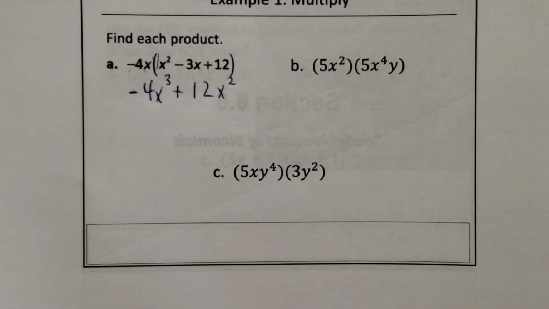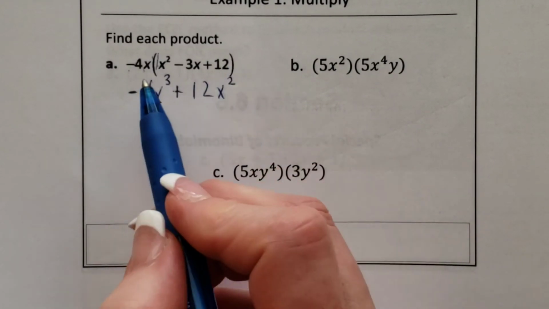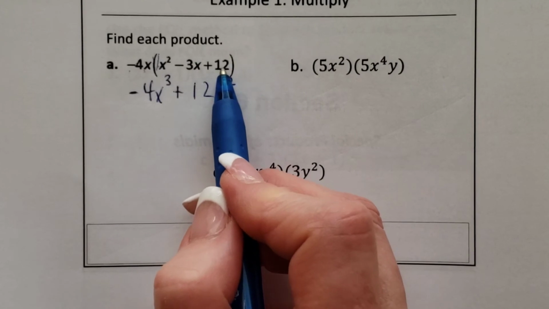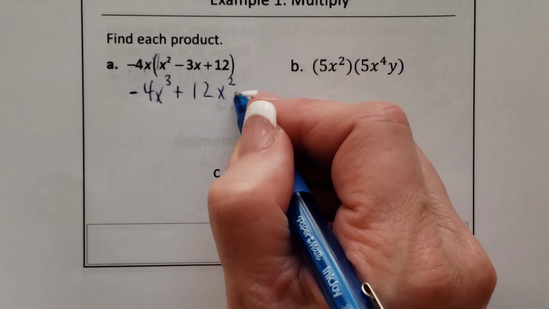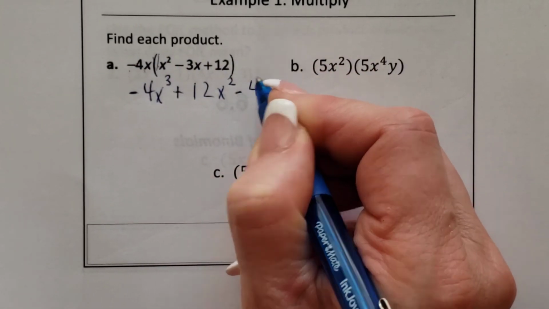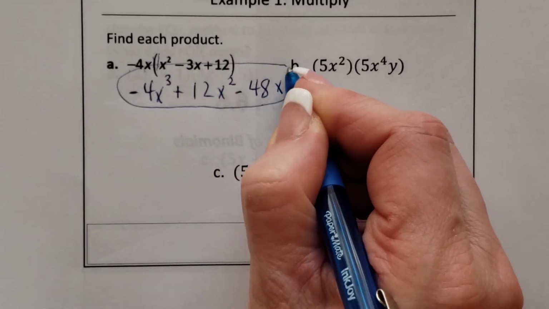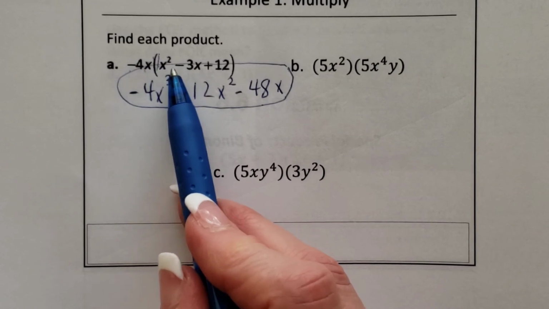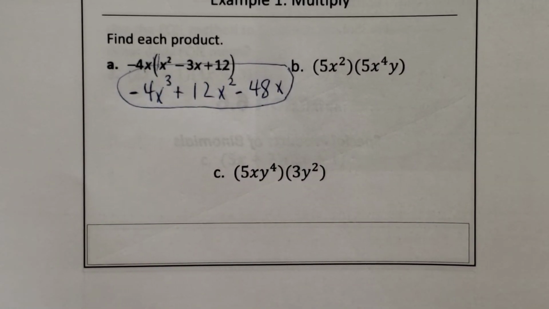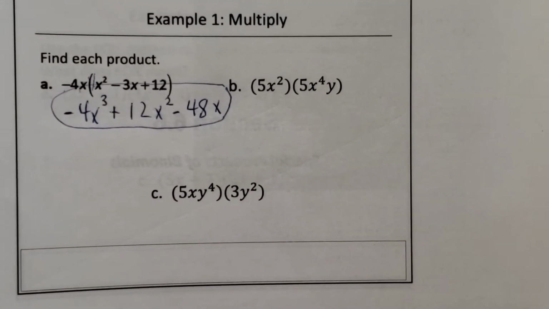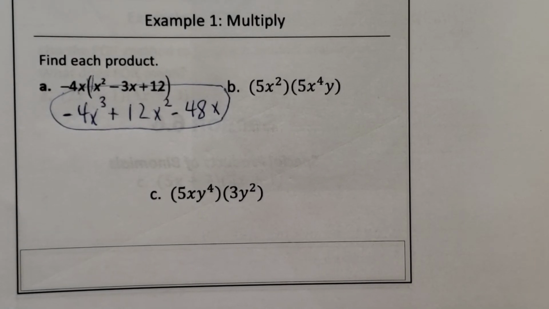And then we're not adding like terms, we're multiplying unlike terms. So now we multiply 12 times negative 4, we get negative 48, and you can't drop that negative sign. And so we've just multiplied a monomial by a trinomial. Letter B, we're going to multiply things together that are like each other.